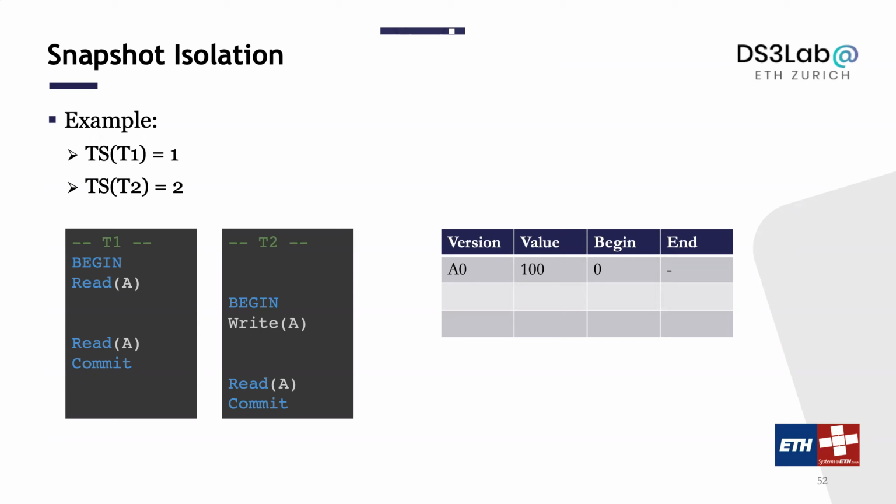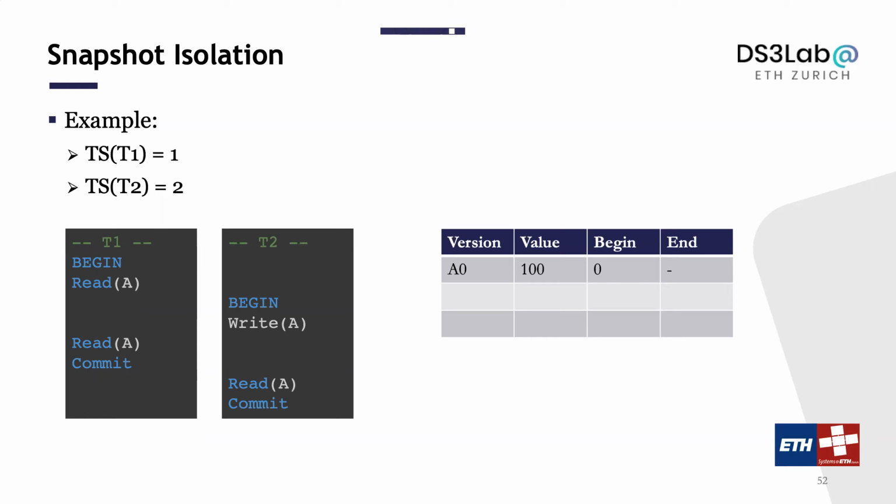In this case, for example, you have your object A inside my database. I'm going to have different versions of A. At the very beginning, the value is 100. I also keep the begin and end, which essentially tell my transaction, if I am accessing the data A, which version should I access. Begin and end are the begin and end of the timestamp. So here the begin is 0, end is undefined. It means that if you are a transaction with timestamp larger than 0, you should read this version.